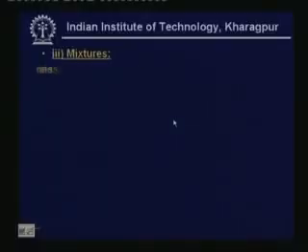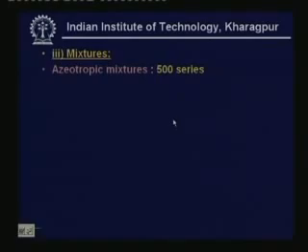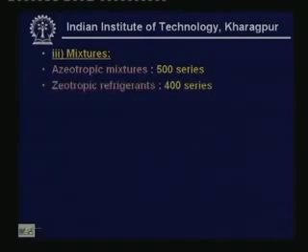Next, the third category is mixtures. All azeotropic mixtures come under the 500 series, that means R500, R501, R502, etc. So, the 500 series means that it is a mixture and it is an azeotropic mixture. All zeotropic mixtures have been given the 400 series. That means R404, 407, 410, etc.